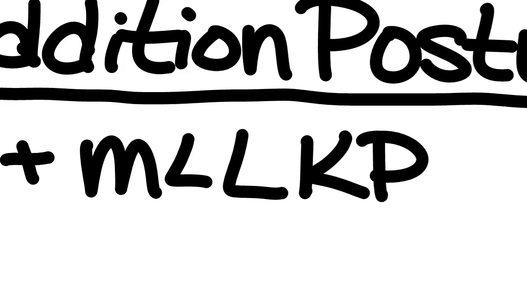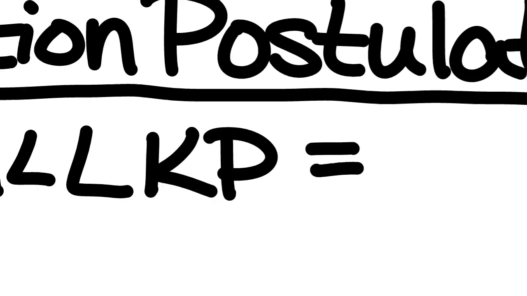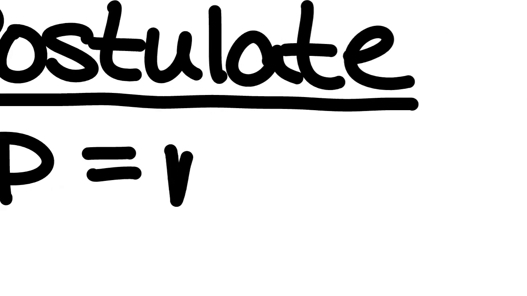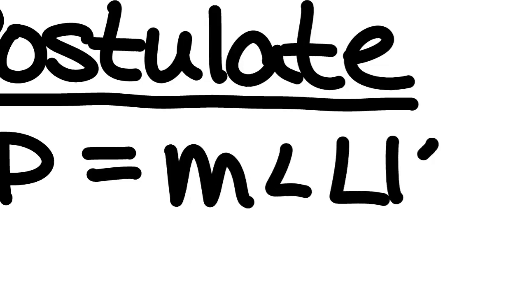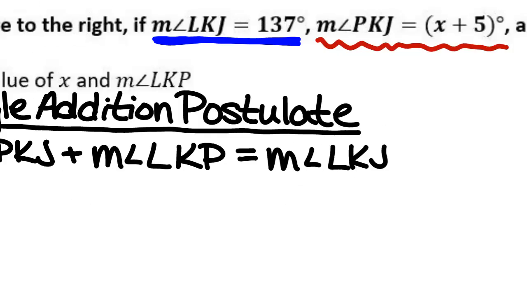So PKJ together with LKP. When I put those two smaller angles together, I get what bigger angle? JKL or LKJ. Remember, when you're writing down an angle name, the middle letter has to stay put, but the first and the last letter are allowed to flip around. That's okay. So angle JKL is the same thing as LKJ.